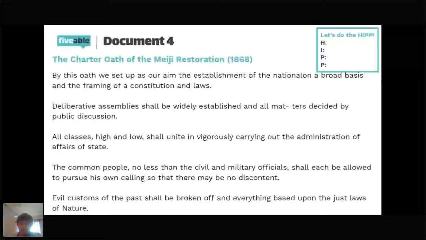Then, Charter Oath. I'm looking at it. Outside evidence. United classes was bad for the upper class. So focus on the last paragraph. Actually, this is more political. Actually, first and last. So, what was happening in Japan at this time period? Meiji Restoration. It's a keyword.